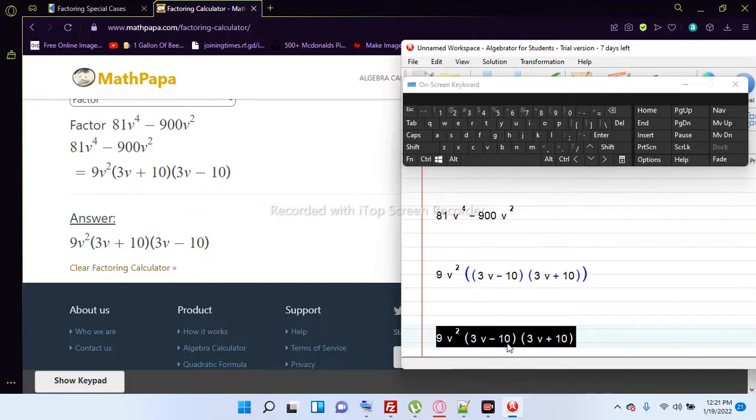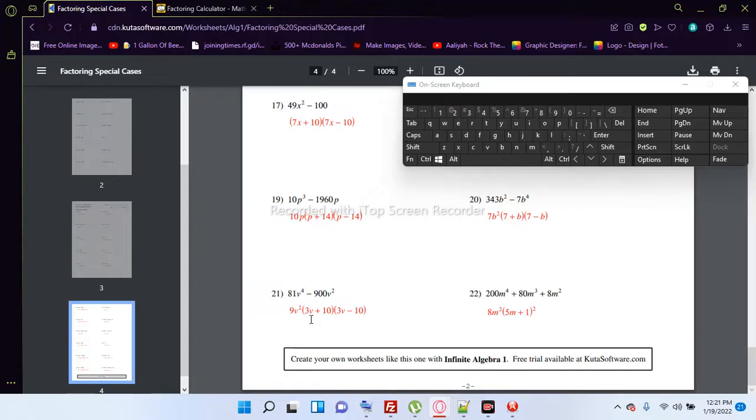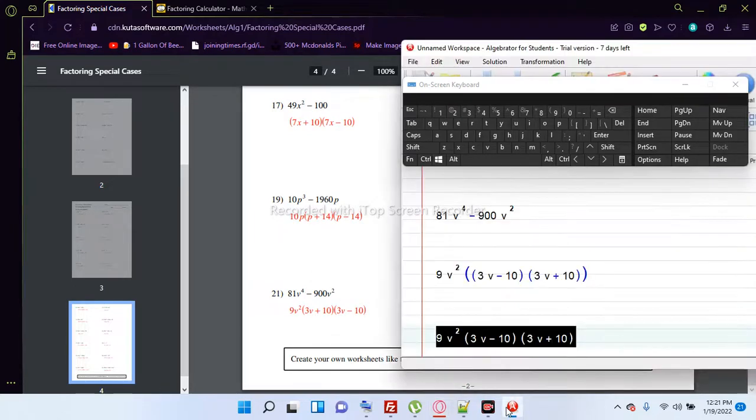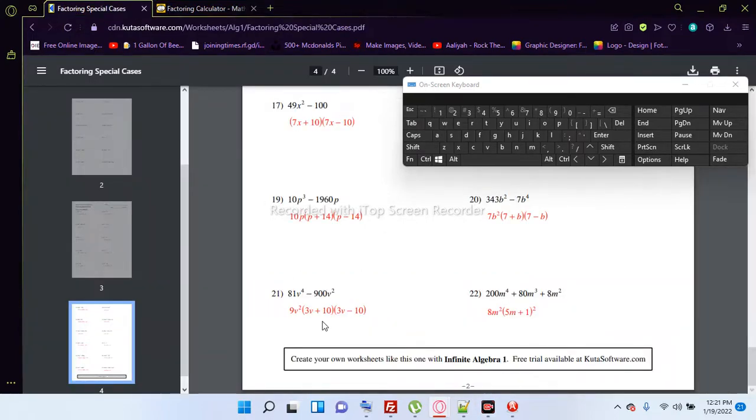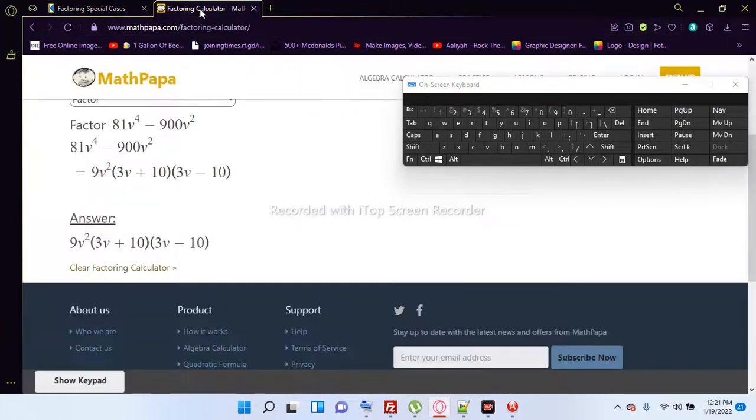It says 3v minus 10, 3v plus 10. Now here it says 3v plus 10, 3v minus 10. Look at the paper here. 3v plus 10, 3v minus 10. Now this calculator here got it correct the same way as that page. What it is, the Algebrator prints it out backwards.